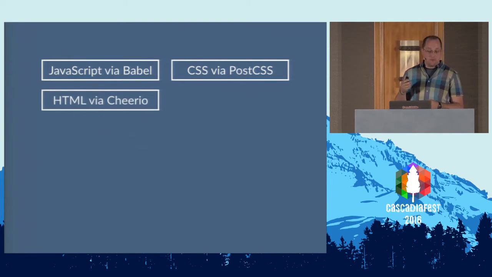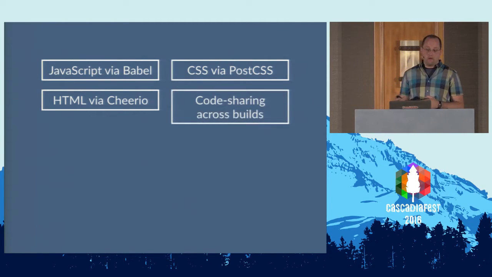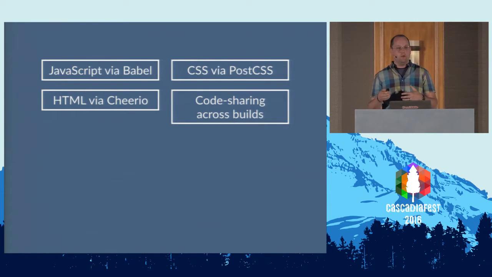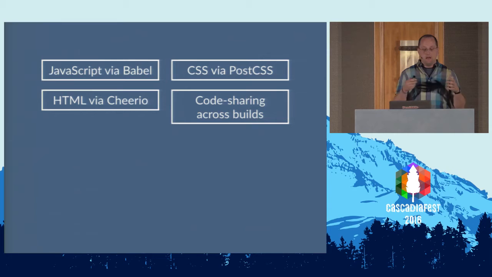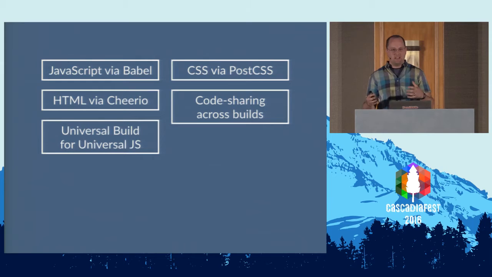It has first-class support for HTML, which means you can write JavaScript or CSS inline in your HTML file, and it will be transpiled along with the rest of your code. It supports code sharing across builds, so you can split a big monolithic build into lots of smaller builds that interoperate and are reusable. It supports transpiling your node code too. So in Webpack land, there is a node target, but it's kind of clunky.